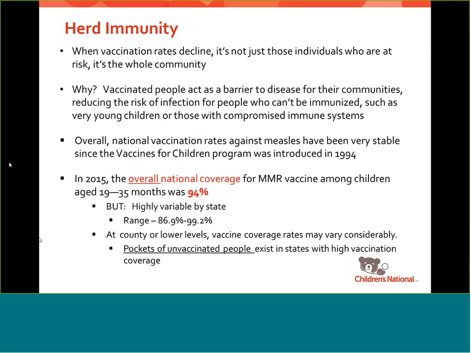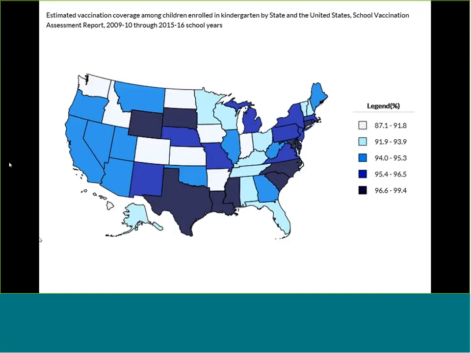And you have to remember that at county levels or even lower levels in neighborhoods, vaccine rates can really vary considerably, and there are these pockets of unvaccinated people that exist even in states that have very high vaccine coverage. We particularly see that in areas like California and on the West Coast, but we can even see that locally.